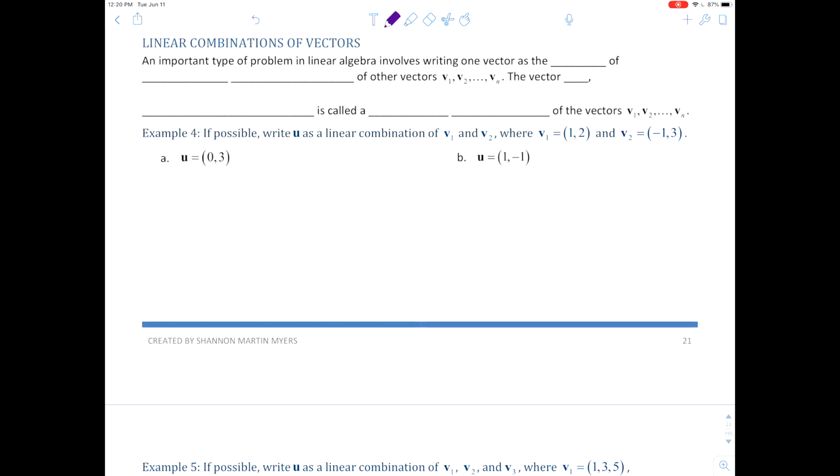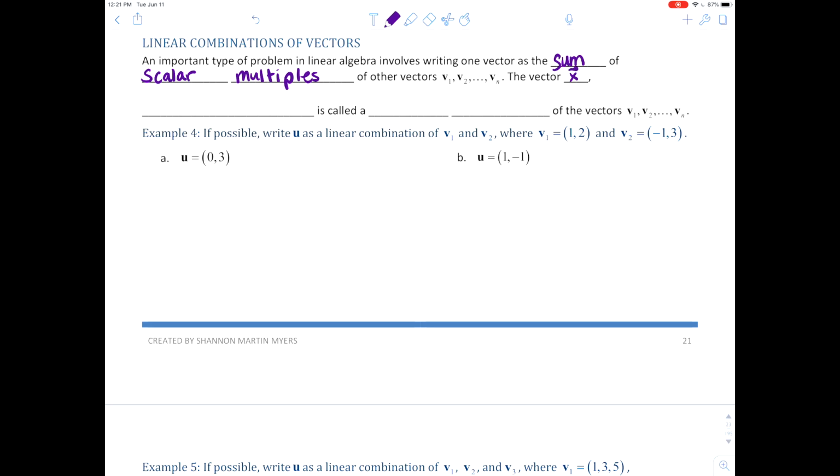Now, linear combinations of vectors. An important type of problem in linear algebra involves writing one vector as the sum of scalar multiples of other vectors, v1, v2, down to vn. This is super important for you to get down. Now notice these v's are bolded. Before, we've mostly been doing the subscripts when we were in component form. Now these are each vectors: vector v1, vector v2, all the way down to vector vn. Cool?